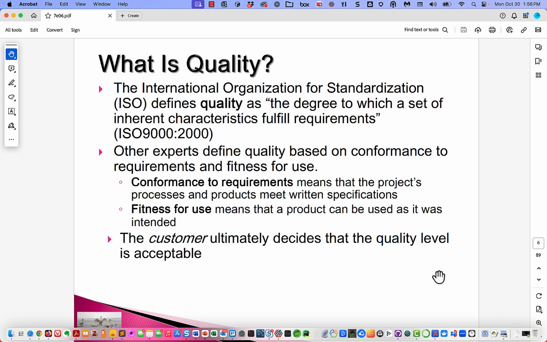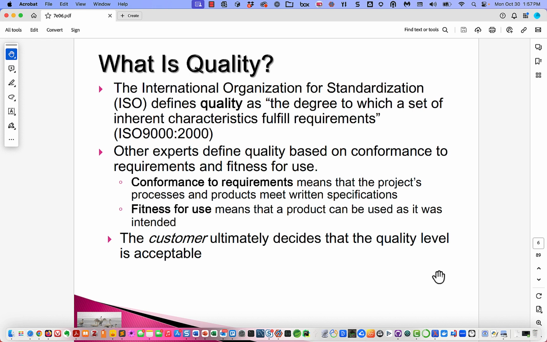So I think it's important for us, before we go off and start talking about quality, to really know in what sense we're talking about it in terms of project management. So the ISO organization defines quality as the degree to which a set of inherent characteristics fulfill requirements. And some other experts define quality based upon conformance to requirements or fitness for use.